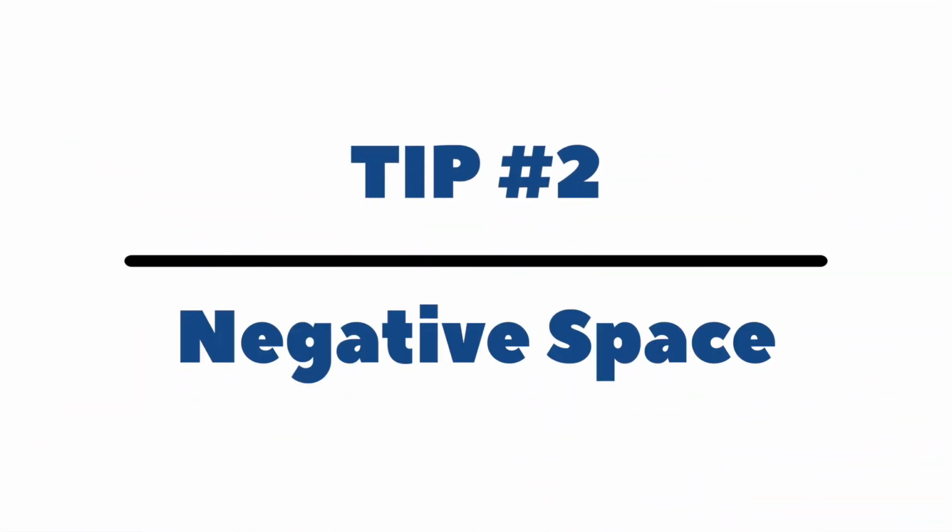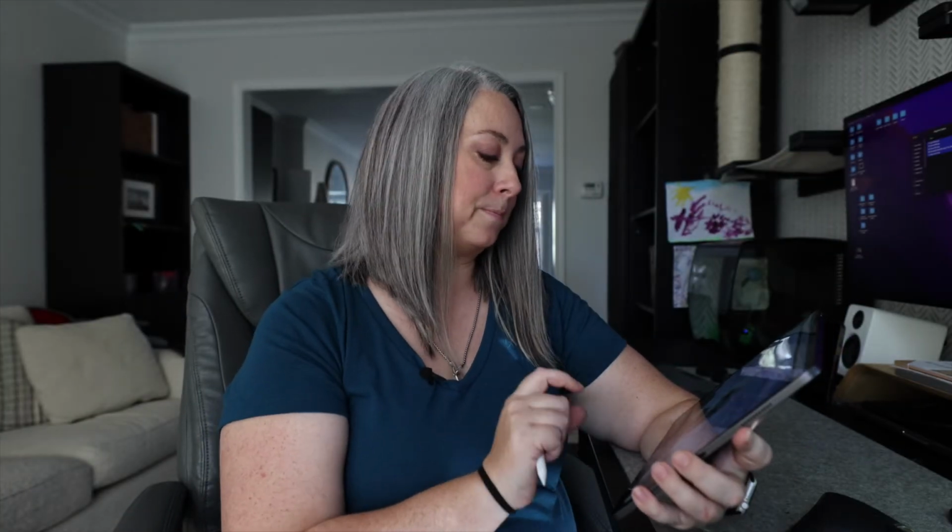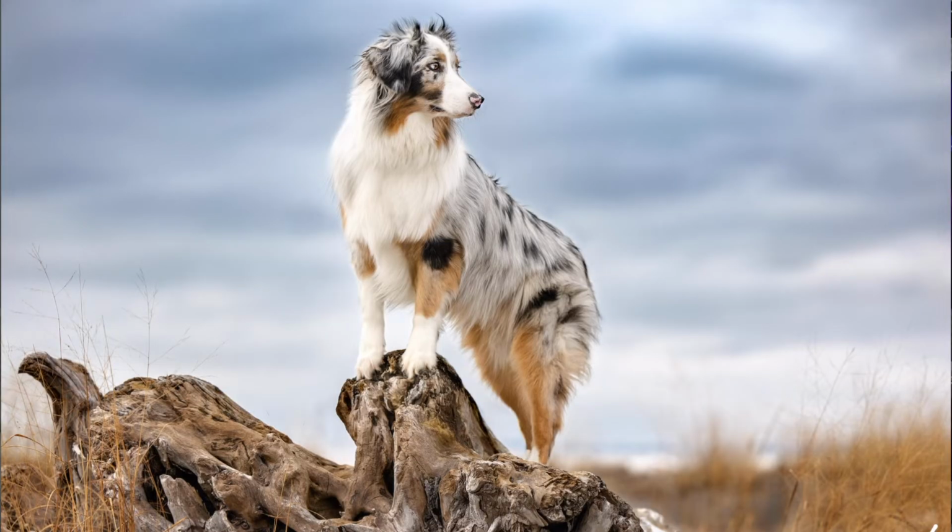Tip number 2 is an absolute game changer. So this tip is all about negative space. I'm going to show you what I mean by that. So in this image here of Asher, he has his head turned to the side, right? Oftentimes when we're taking pictures of dogs, they're looking off in all kinds of different directions.